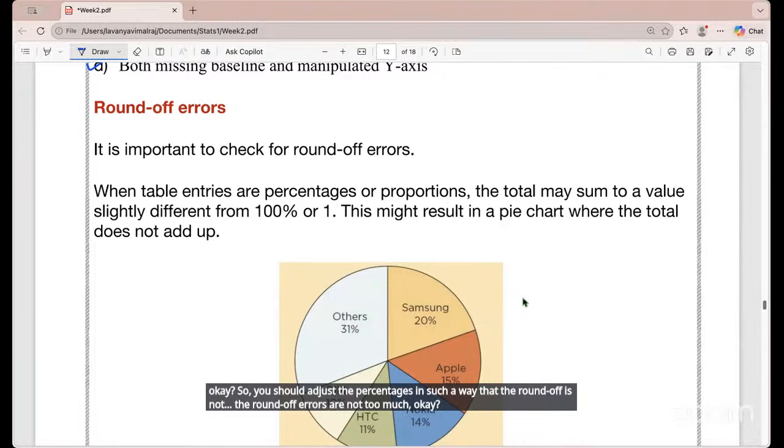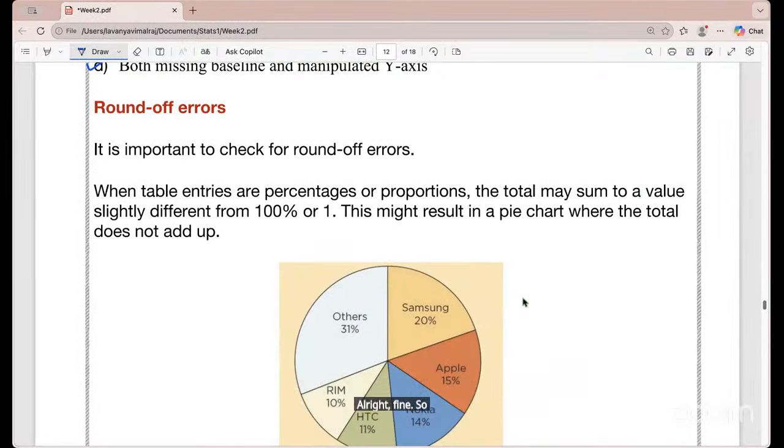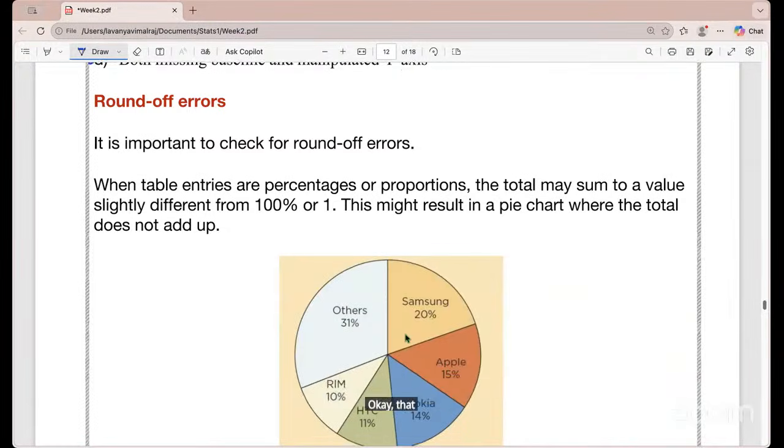All right, fine. So these are the things about understanding how to make a good graph. How to make a graph first of all, and how to make a graph without errors. That was the second part.